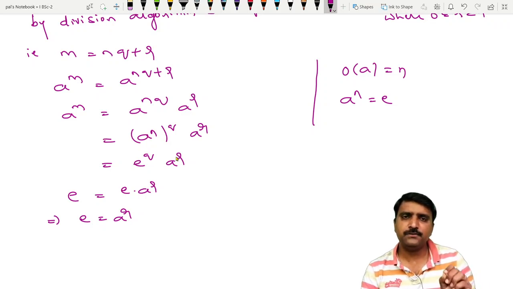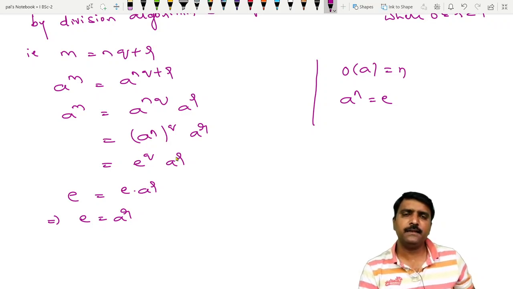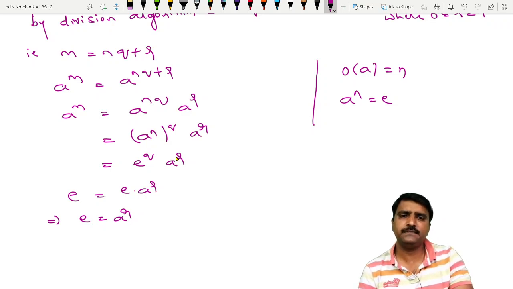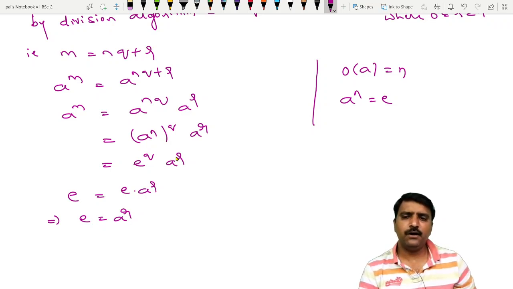So among that, n is the least number. So n is the least positive integer such that a to the power of n is equal to e. But what happened here is, here that number r is less than n. When we are putting r as a power of a, in that time we get e.